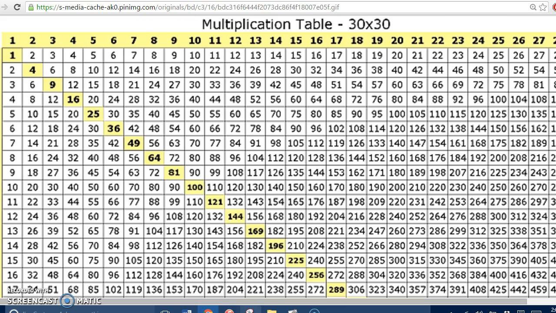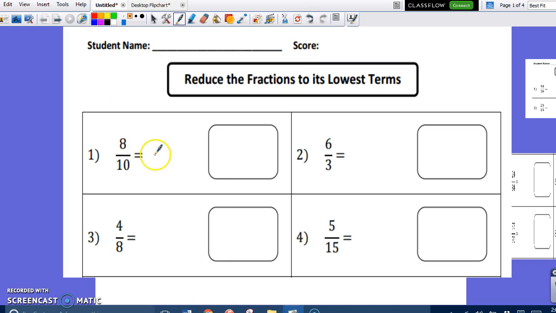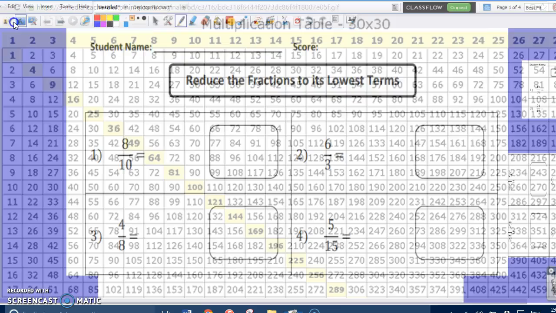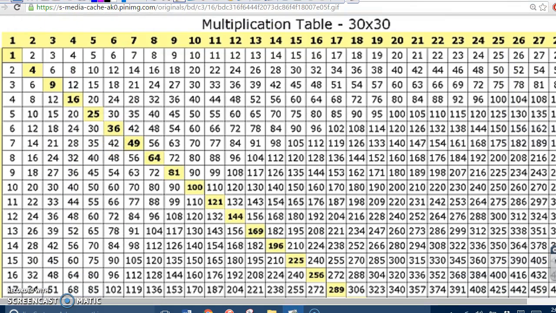Okay, so now this is the first one. You have an 8 and a 10. Remember the method that I showed you in class in order to figure out what is the least common denominator for 8 and 10, okay? So that you can reduce this fraction. Using the multiplication chart, this is how we do it, okay? So with the multiplication chart in front of you, and remember in class I gave everyone a brand new multiplication chart that goes up to 30.